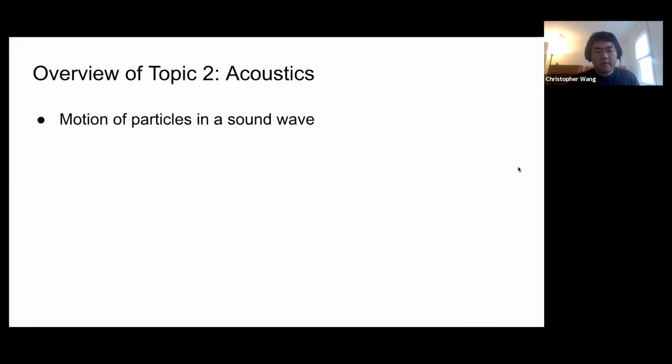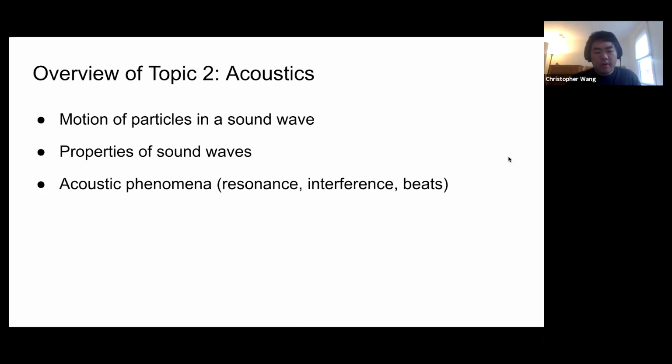For acoustics, we'll be covering things like the motion of particles in a sound wave. We saw that complicated diagram of particles in the longitudinal wave moving back and forth as the sound wave moved from left to right. So we'll take a closer look at that. We're going to look at properties of sound waves, and so that includes frequency, amplitude, intensity, other terms that you might hear being thrown around.